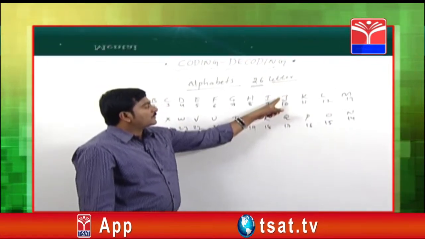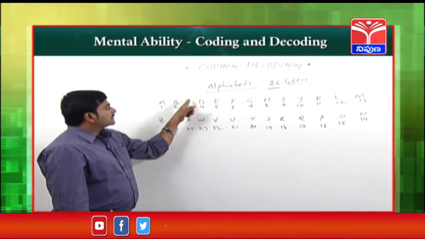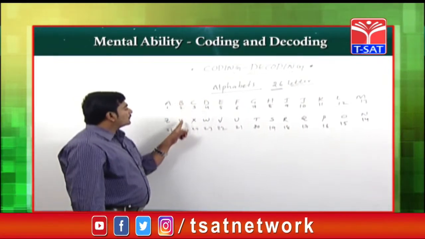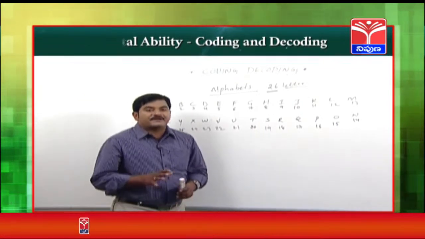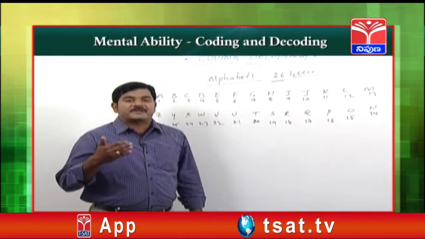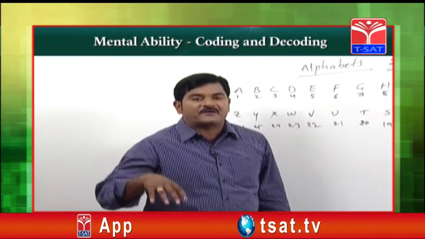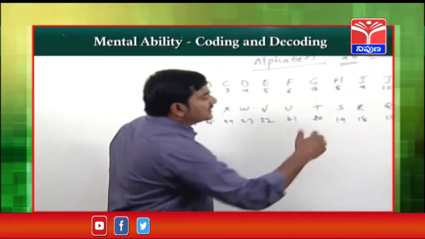So the code for J is Q, and so on. The code for D is W. The code for C is X. The code for B is Y, and finally the code for A is Z. The way of expressing alphabets in this way is called expressing the second half of the alphabets in reverse order. I am expressing the second half in reverse order.